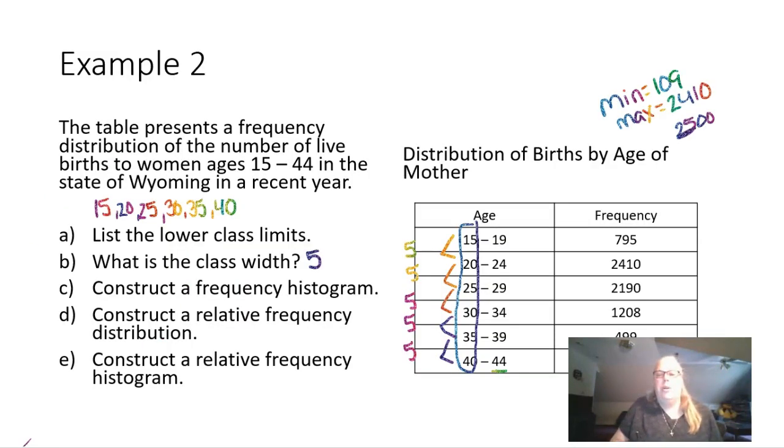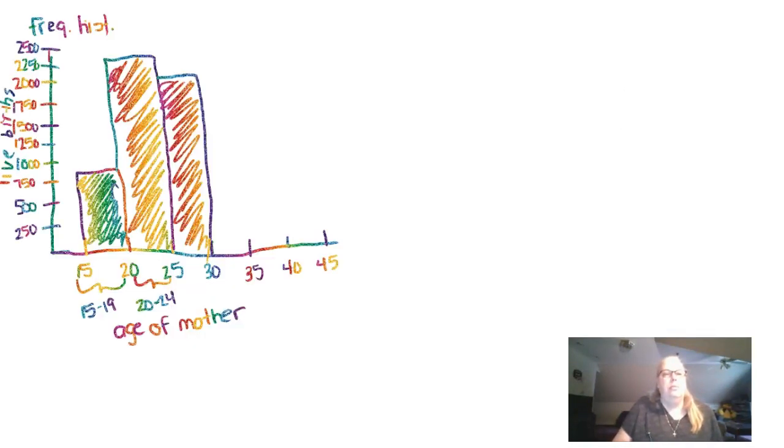And then from 30 to 34, we have 1,208. That's going to be here in between 1,000 and 1,250. So we're going to come in here and extend this one across and come down to 35 and color this one in.